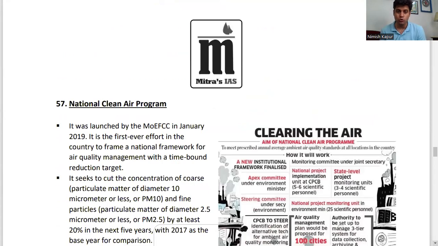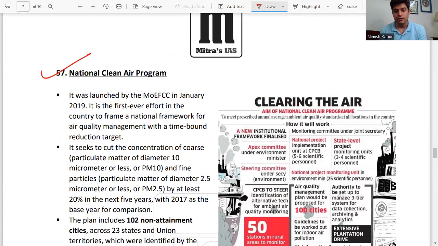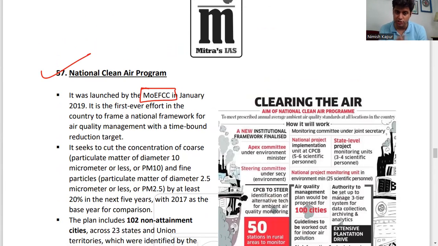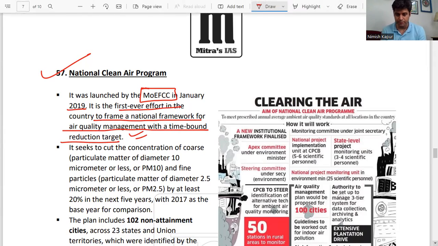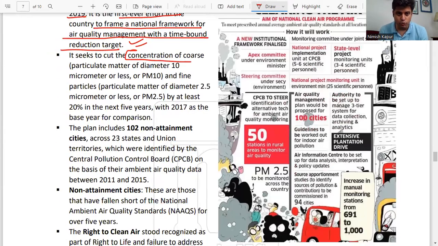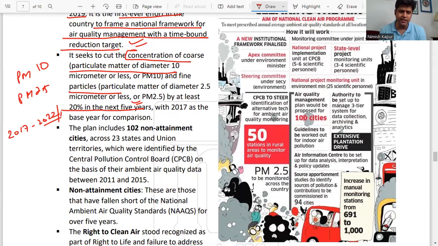The next topic we'll come to is the National Clean Air Program. It was launched by the Ministry of Environment, Forest and Climate Change in January 2019. It is the first ever effort in the country to frame a national framework for air quality management with a time-bound reduction target. It seeks to cut the concentration of coarse particulate matter, PM 10, and fine particles, PM 2.5, by at least 20% in the next 5 years. So in the next 5 years is 20%, till 2022-23, let's say.